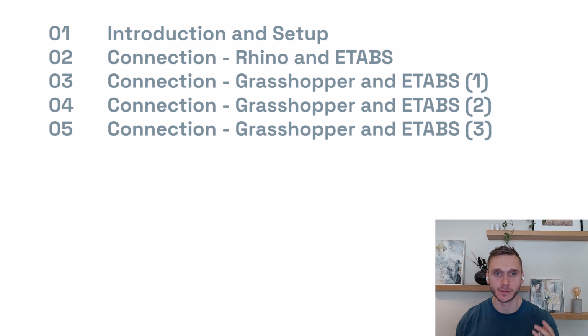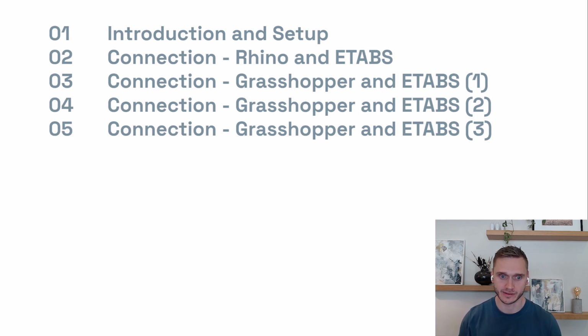I've broken down the content into five videos. In this first video, we'll be looking at a basic introduction and an overview of what our end goal looks like. And then we'll also be looking at the setup items, so the things that you need in order to follow along. In our second video, we'll be looking at our first connection, so sending 3D objects and their properties from Rhino into Speckle and receiving those in ETABS.